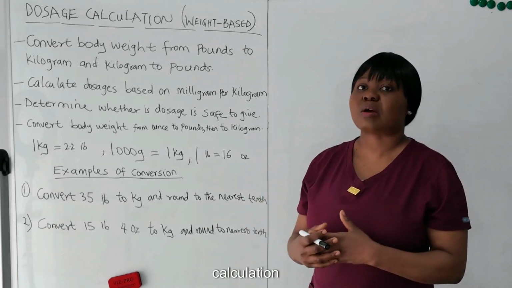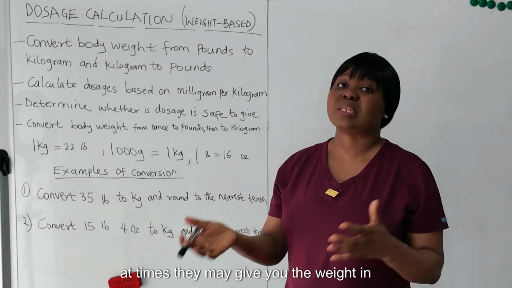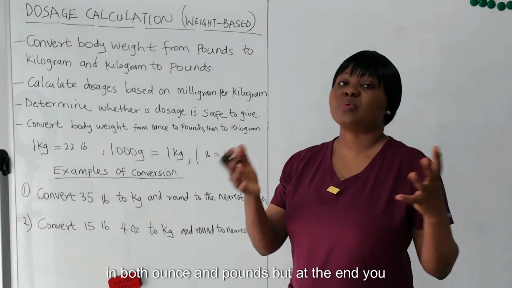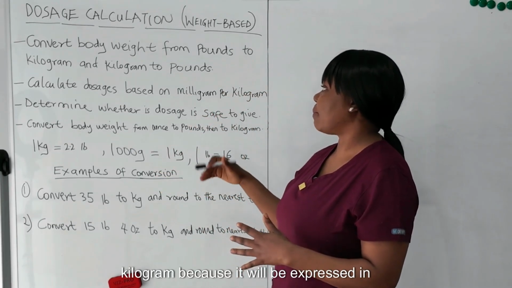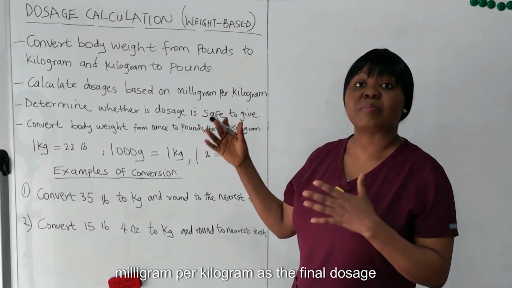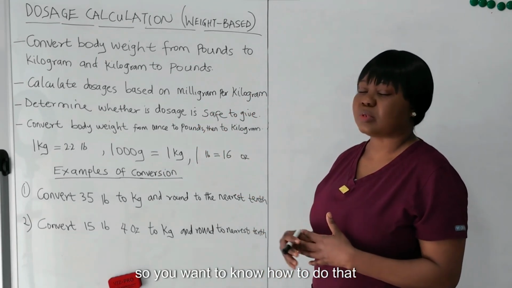And then you should know how to convert body weight from ounce to pounds, then to kilogram, because at times they may give you the weight in pounds, at times in ounce, and at times even in both ounce and pounds. But at the end you are ending it back in kilogram, because the final dosage will be expressed in milligram per kilogram. So you want to know how to do that.